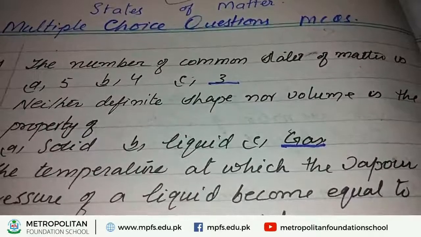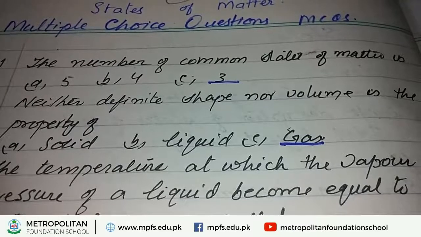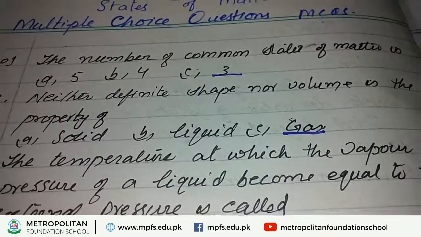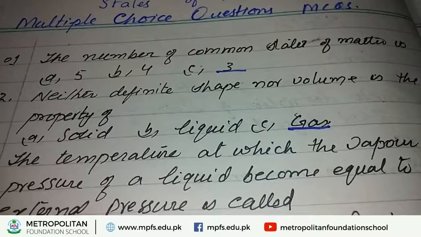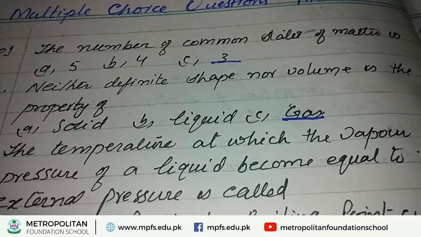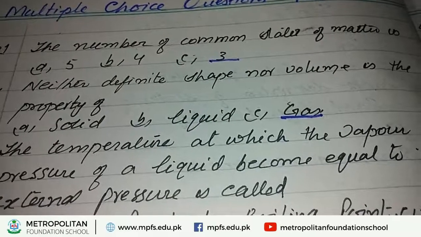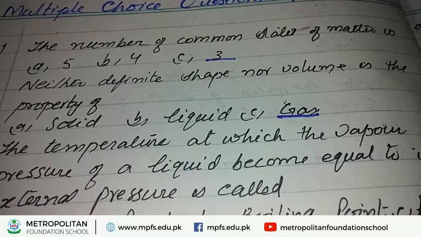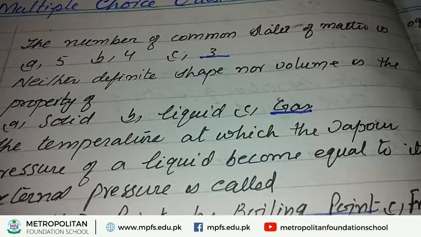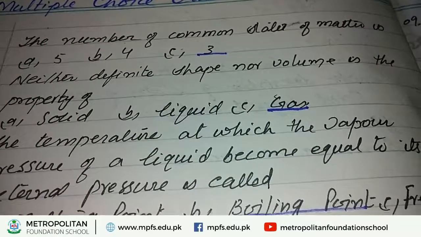Today I will discuss MCQs of the chapter states of matter. Now I will start with MCQ number 1. The number of common states of matter is, as you know students, what is matter? Matter is anything that occupies space and has volume.